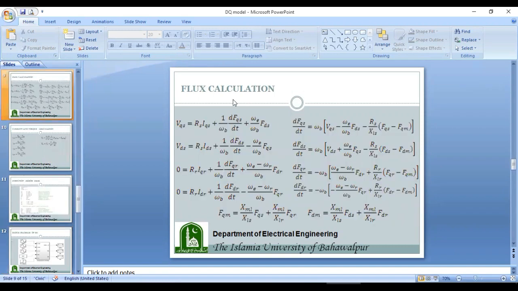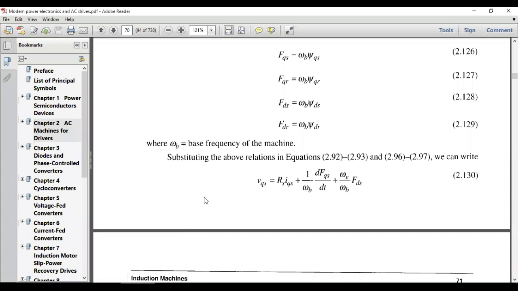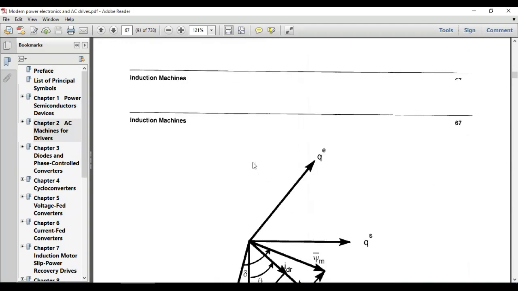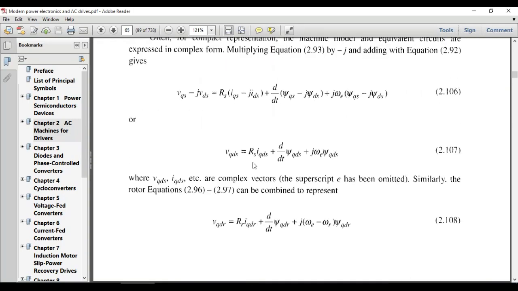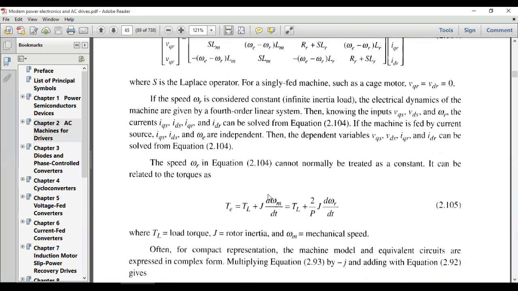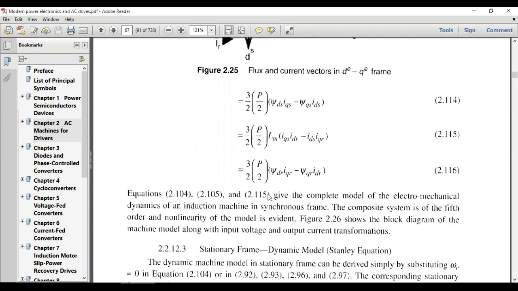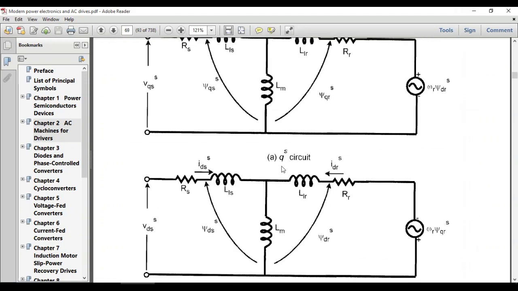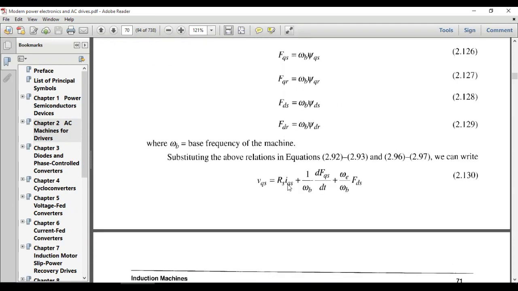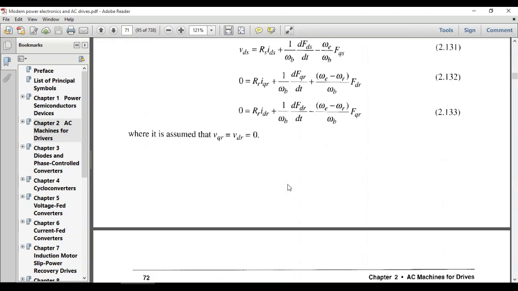Now we will use the flux calculation model, and this flux calculation model is given in this textbook, Modern Power Electronics and DC Drives, in the second chapter. The DQ model of the induction motor in stationary reference frame and synchronously rotating reference frame is given in detail in this textbook. You can read this content by yourself. This book is readily available on the internet, and the whole model is explained in detail. I have used the same set of equations given in this chapter, and I have just implemented this differential equation model into Simulink, and when I run this model, I get the desired results.